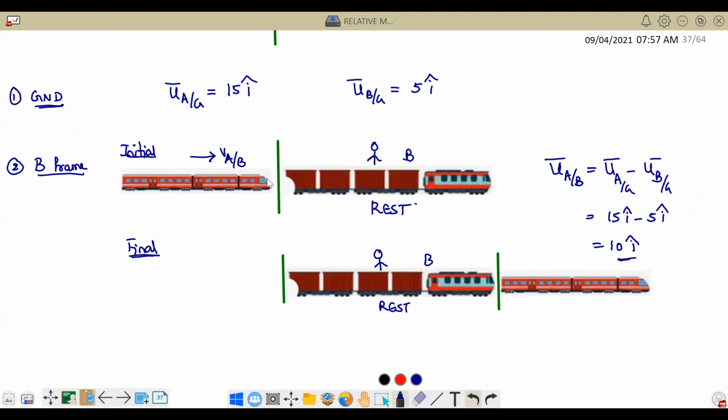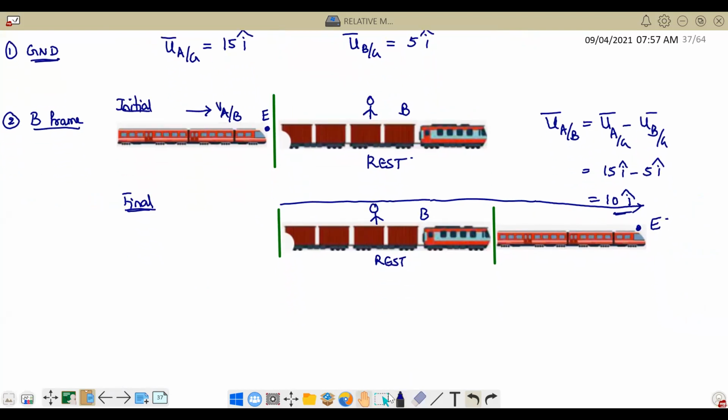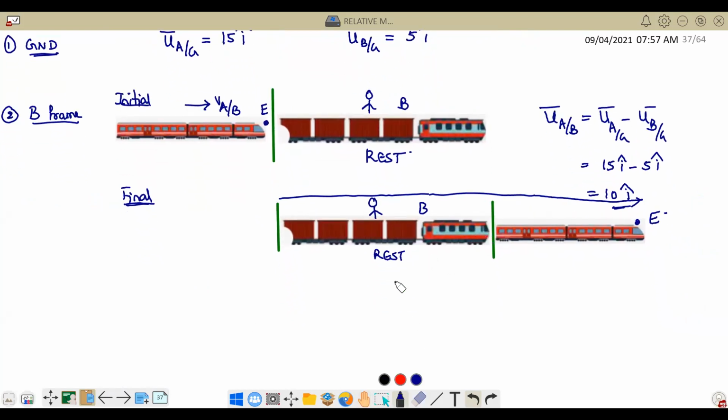A is moving. Now A's engine was at the initial position here, and the final position is here. So how much it has traveled is nothing but the total length of the train, which is what most general textbooks give. So now we have the equation S is equal to ut. Now A with respect to B. So how much has it traveled? 300 is equal to 10 into T. So T is equal to 30 seconds.